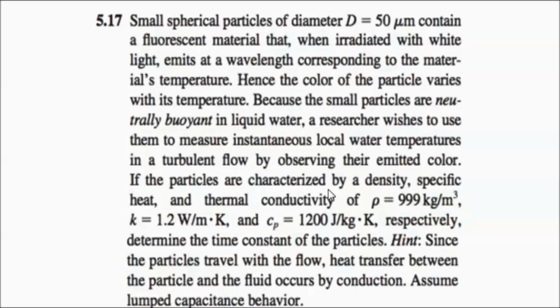The particles are characterized by a density, specific heat, and thermal conductivity given here, where density equals 999 kilograms per meter cubed, k is equal to 1.2 watts per meter times Kelvin, and specific heat is equal to 1200 joules per kilogram times Kelvin, respectively. They want us to determine the time constant of the particle. One hint is that since the particles travel with the flow, heat transfer between the particle and the fluid occurs by conduction. Assume lumped capacitance behavior. That gives us a few hints on how to set up this problem and what assumptions we're going to make.